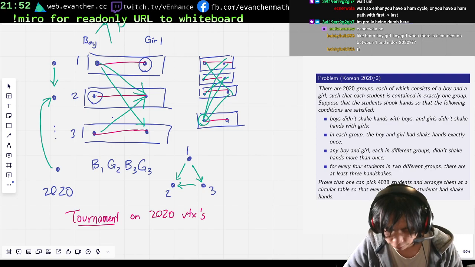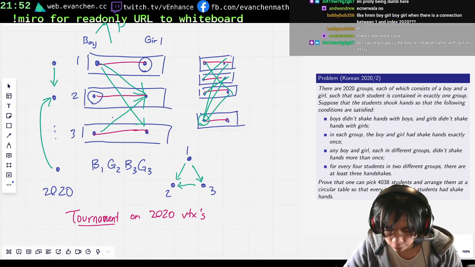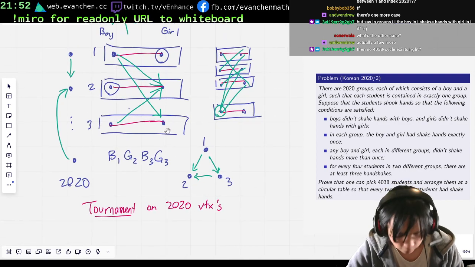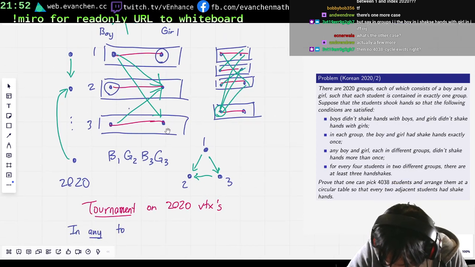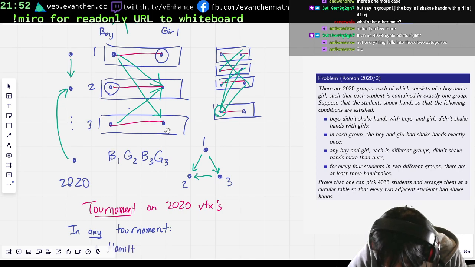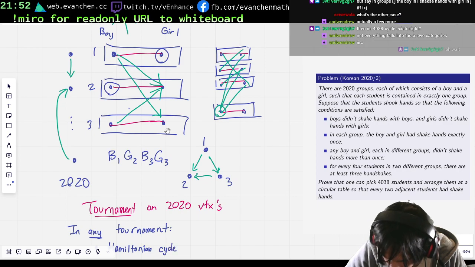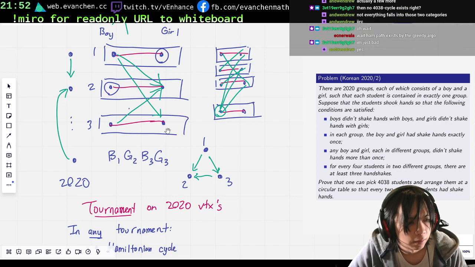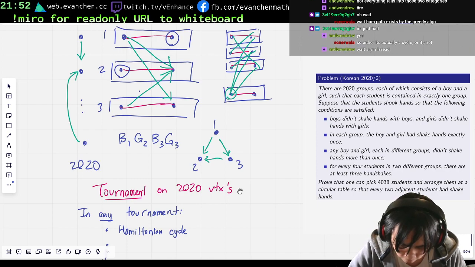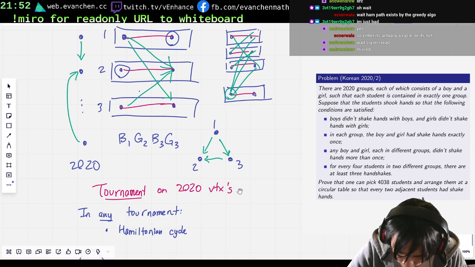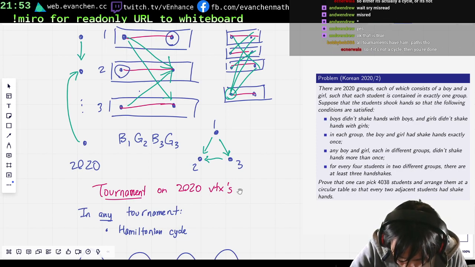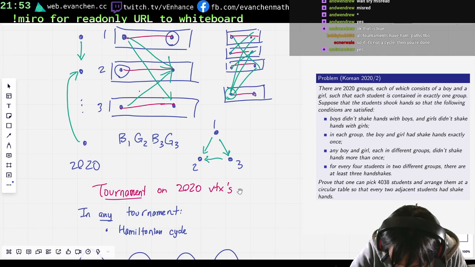I agree. So what happens is in any tournament, it is always the case that either there's a Hamiltonian cycle, or, I guess it just is a Hamiltonian path. So actually, I'll tell you this general structure. The most general thing you can say about a tournament is that you order the components like this, and then inside of each there's a Hamiltonian cycle, and then some other stuff. This is the most general thing you can say.